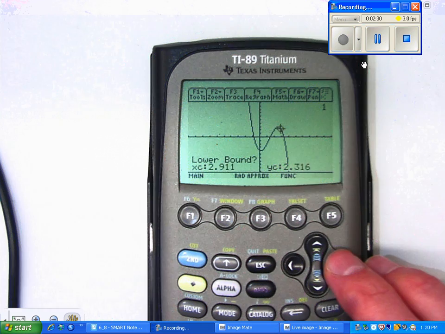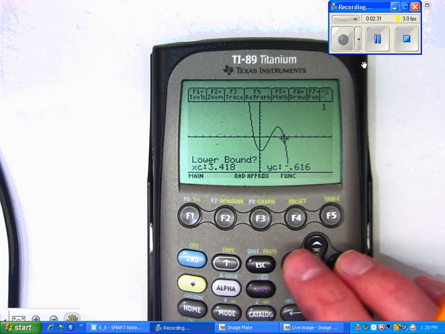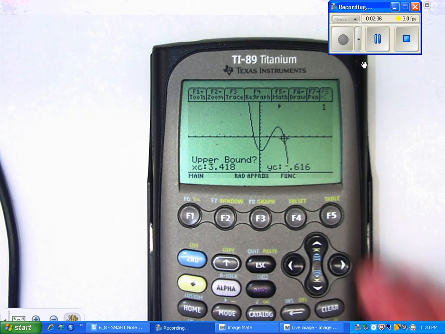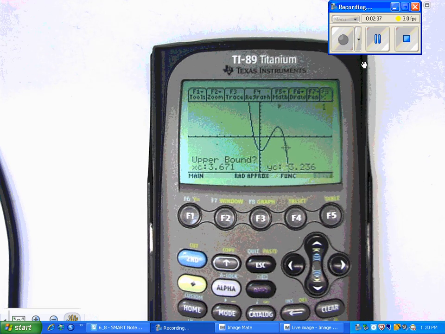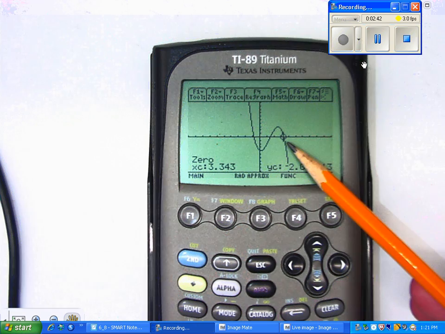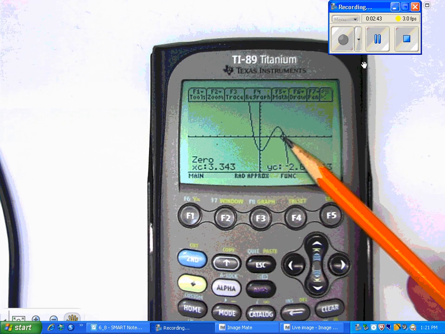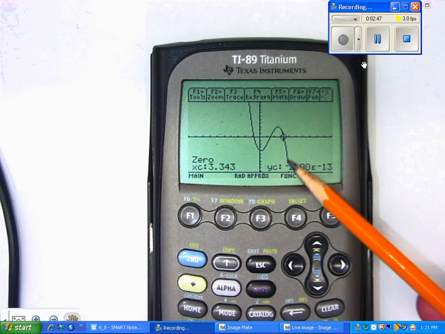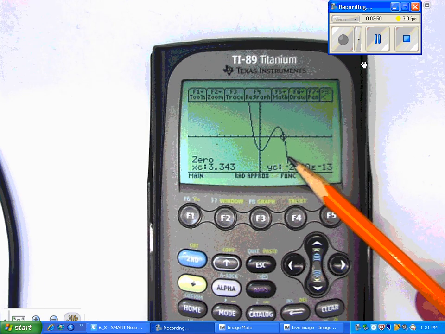I go to the left of it, enter, which is above it in this case. I go to the right of it, which is below it here, enter. Okay, when I say lower bound to the left of it, I'm meaning to the left of the x value, right? So we went to the left, which was above it. We went to the right of it on the function, which was below it, okay?